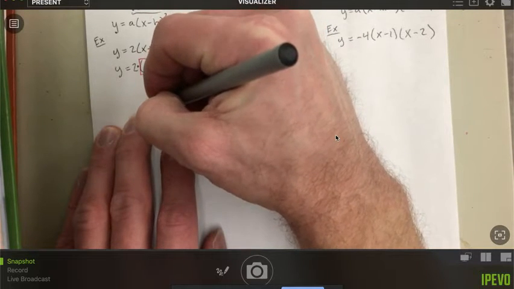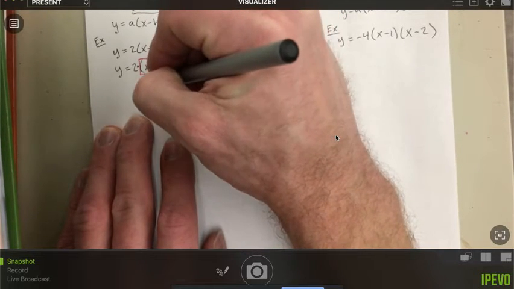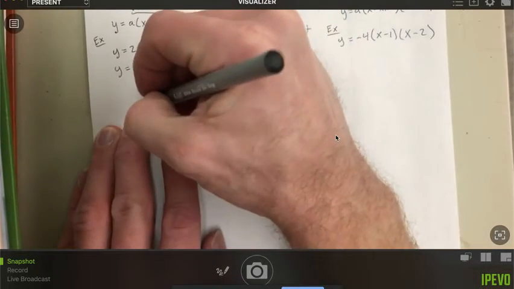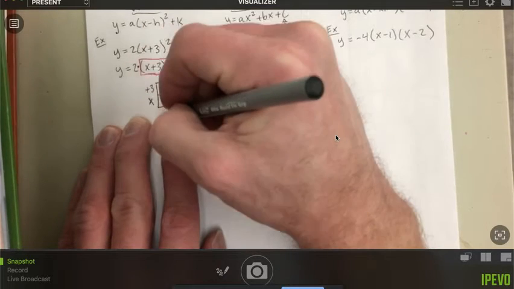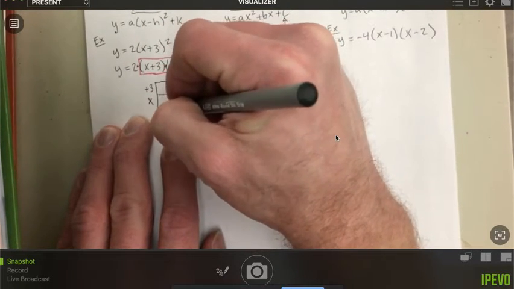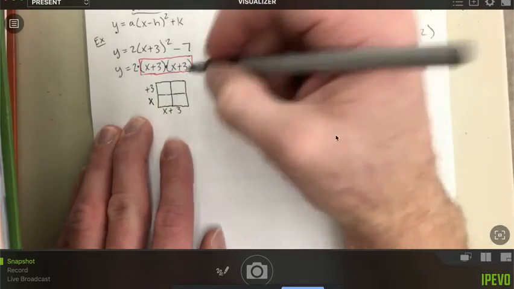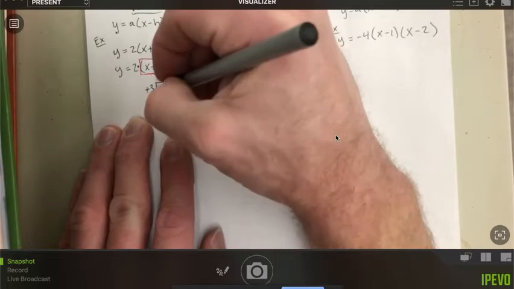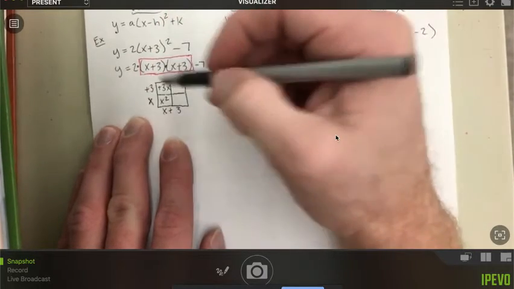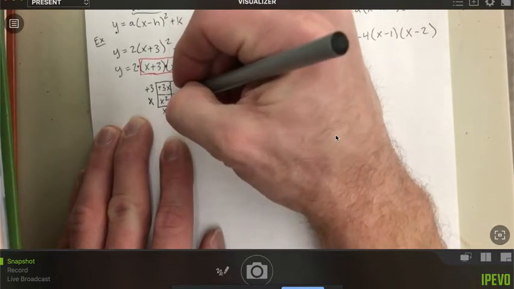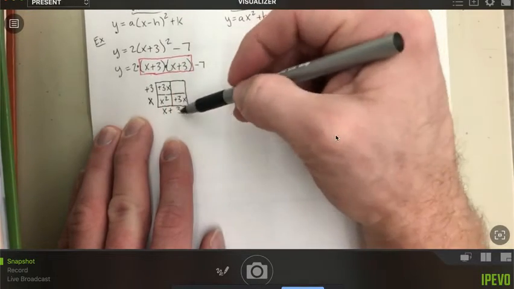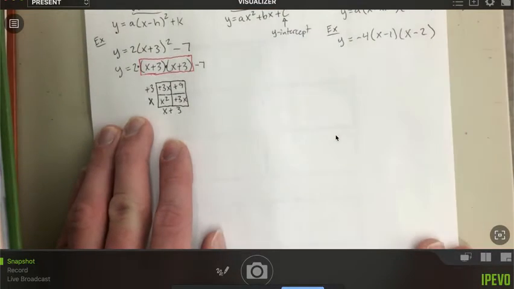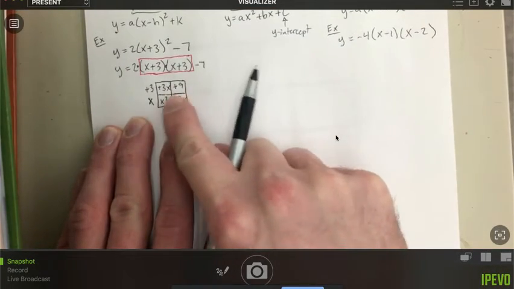And remember, if I'm going to multiply those things, I want to think about my box. In this case, I have an x plus 3 times an x plus 3. So x times x is going to be x squared. Positive 3 times x is going to be positive 3x. X times positive 3 is also going to be positive 3x. And positive 3 times positive 3 is going to be positive 9. All right, so now I have all of these things in this box.